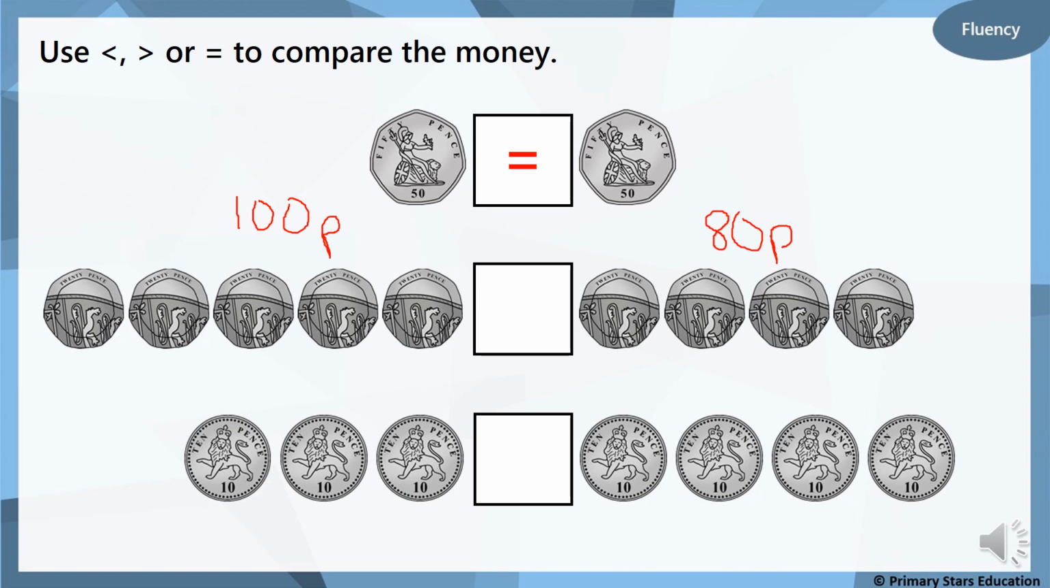So we are going to say that 100 pence is greater than 80 pence. Look which way that sign's pointing. Look, the bigger number at the open end is pointing towards that bigger number. Try and do the last one on your own. Count the amount.